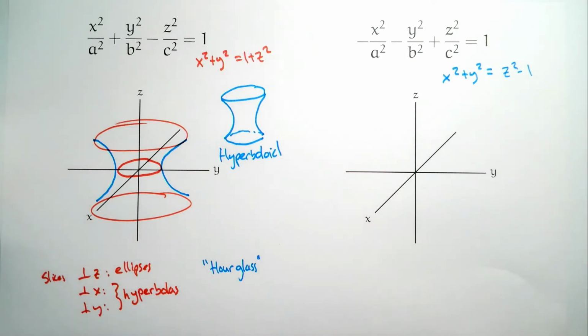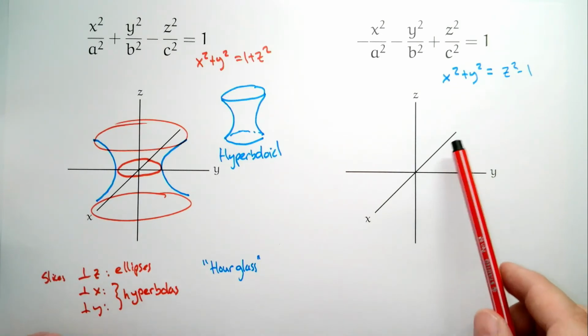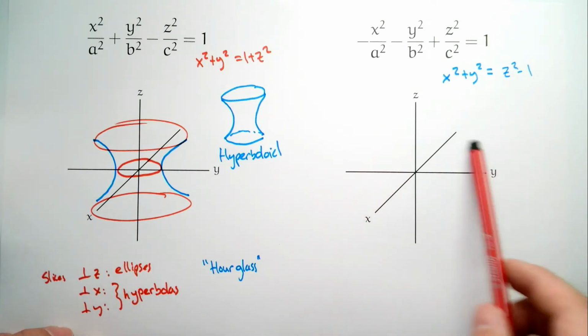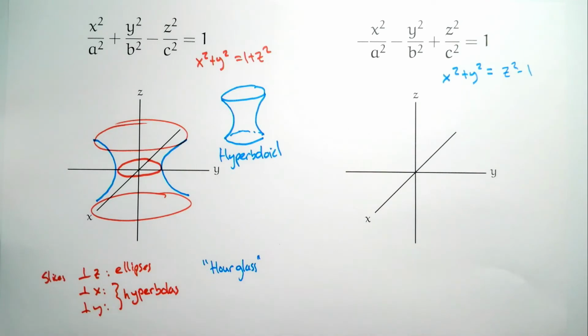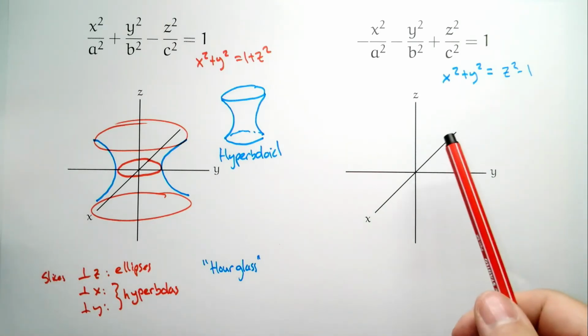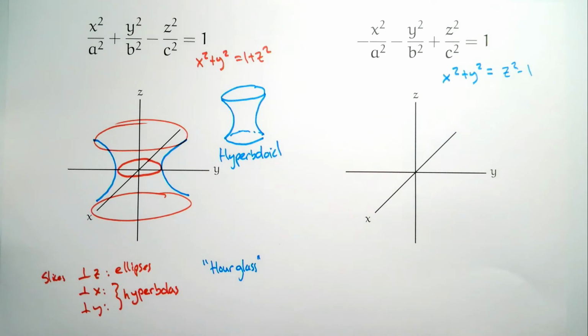Now at this stage, we say, okay, well, let's start taking our cross sections. Suppose I take the cross section at z equals 0. What do I see? I don't see anything. Because if z equals 0, I'm trying to find points where x squared plus y squared is equal to negative 1. There are no such points.